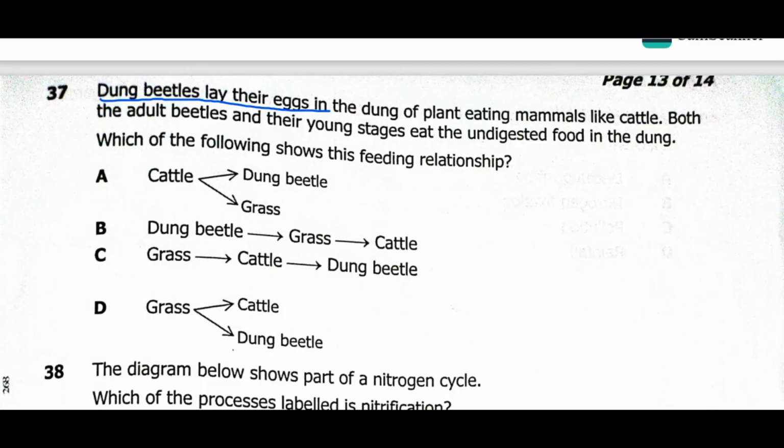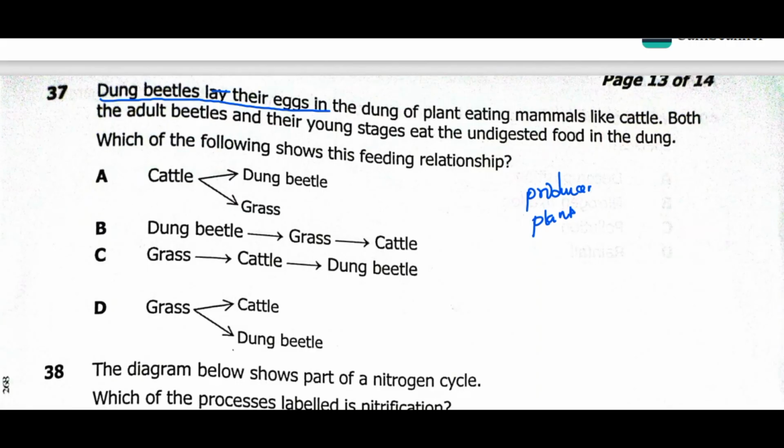So we have cattle, dung. So here, whenever we are looking at the feeding relationship or food chain, always remember that you need to start with a producer. The producer has to be the plants. So here, let's look at which is eating it. Dung beetles lay their eggs in the dung of plant-eating mammals like cattle.